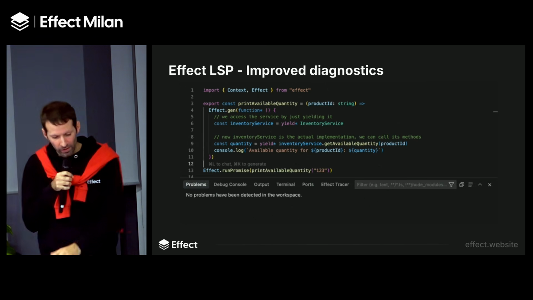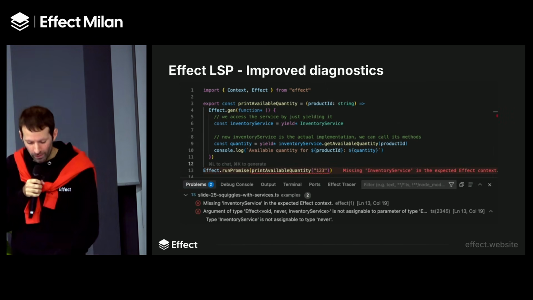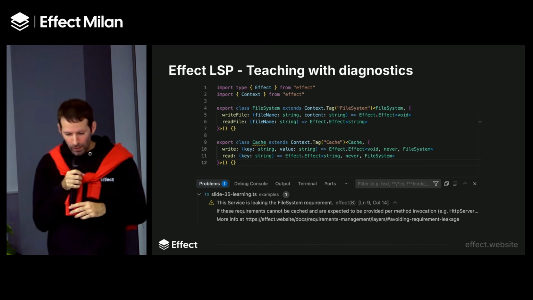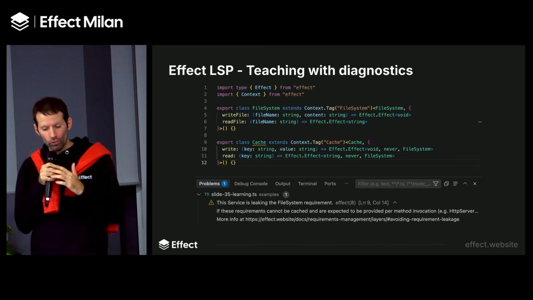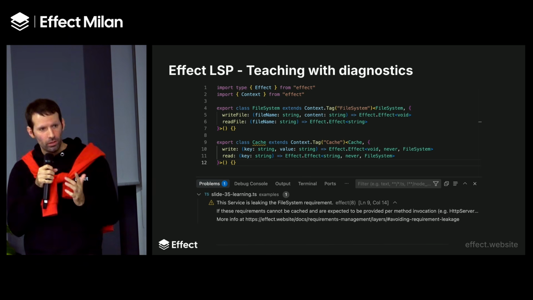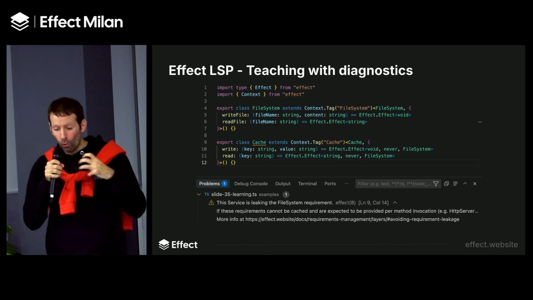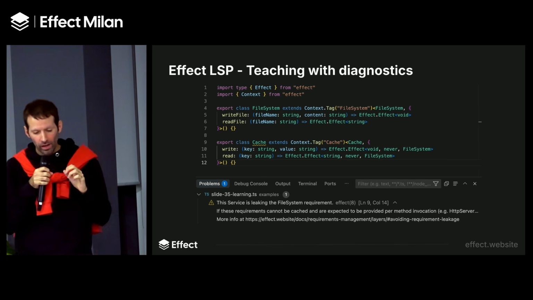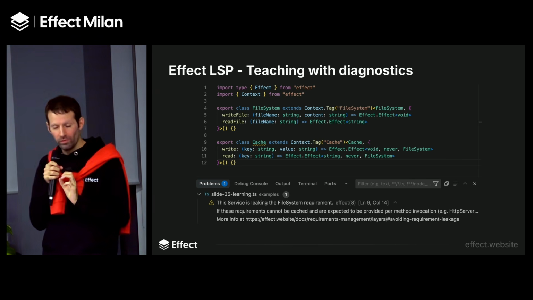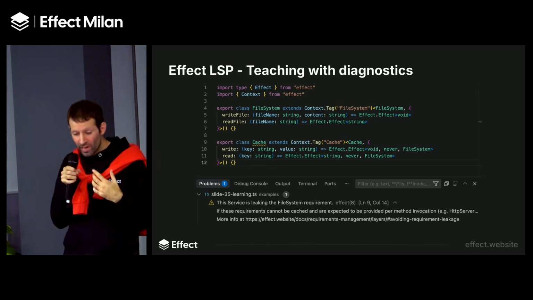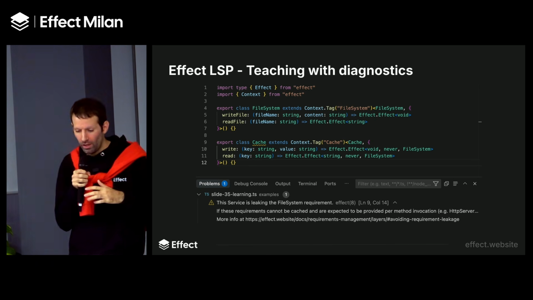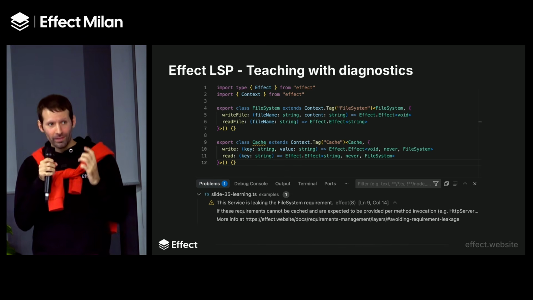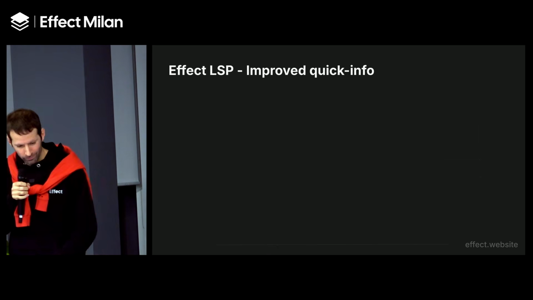You can see, for example, in here that after I enable the language service plugin, I see something like missing the inventory service, which is immediate and goes strictly to the point. Another point is that it can also be a great teaching tool, because given all the type information that we are encoding into the Effect type, we can, for example, detect when a service is leaking the implementation detail of how it's built and suggest the user remove that dependency in favor of providing it at the construction site of the service. So again, thanks to the type, we can infer and help you a lot.